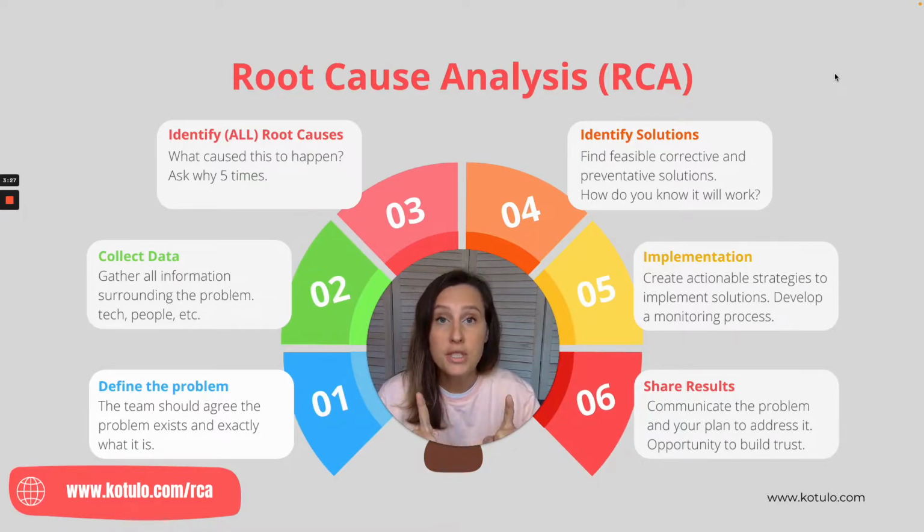So the first thing you're going to want to do once you realize you're definitely going to do an RCA is define the problem. The team should actually agree on what the problem is and that it even exists. There might be something that is a problem to you that other people don't agree is a problem.